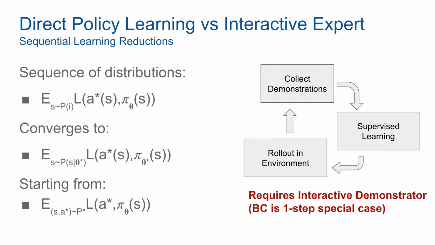So the idea behind interactive imitation learning is that we're gonna keep querying the expert as we do learning. So we don't just have the expert at the beginning; we have the expert over time throughout learning, and hopefully the sequence of generated state distributions converges to the one that our optimal policy would produce. That's the basic idea.